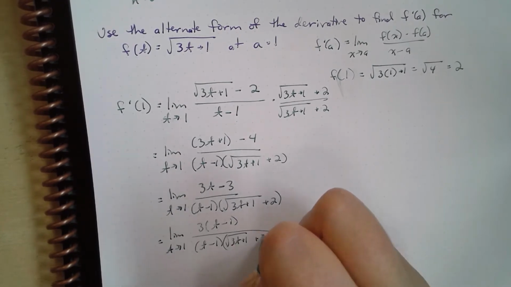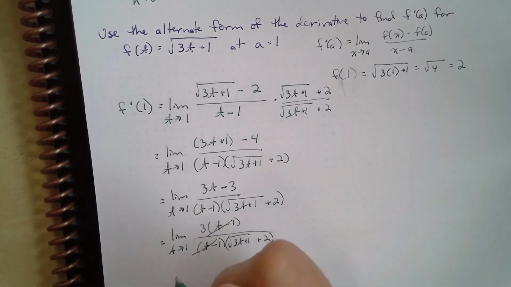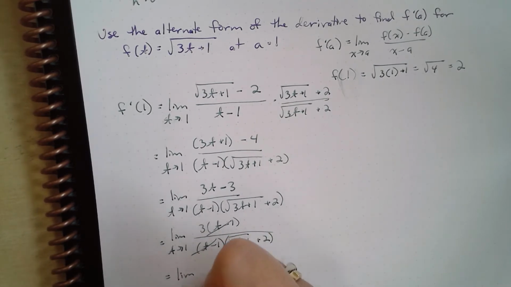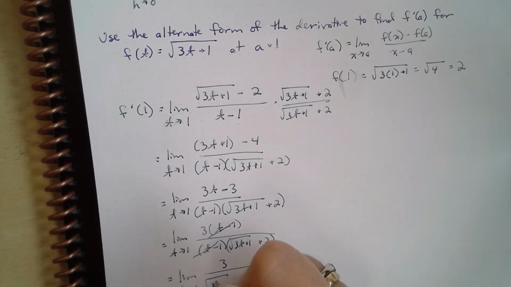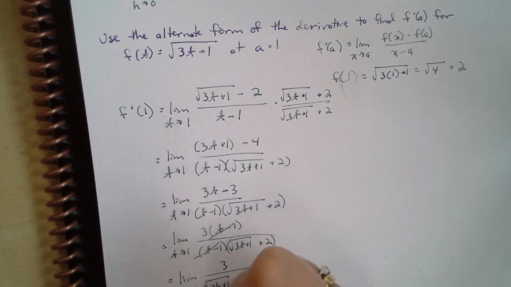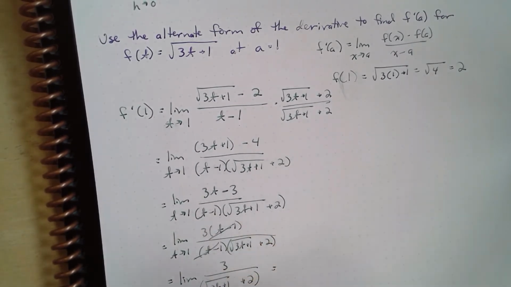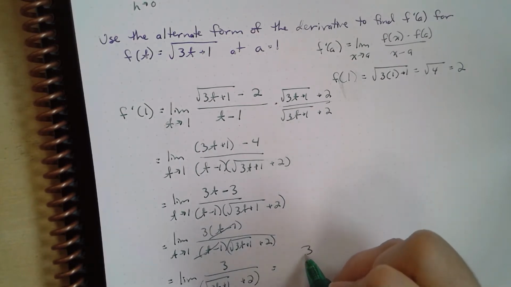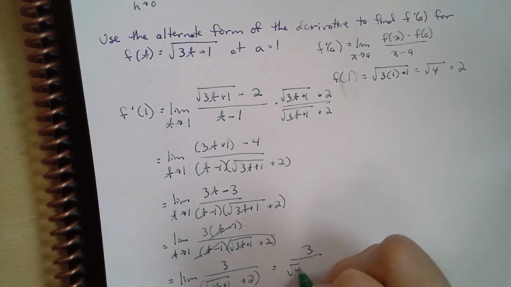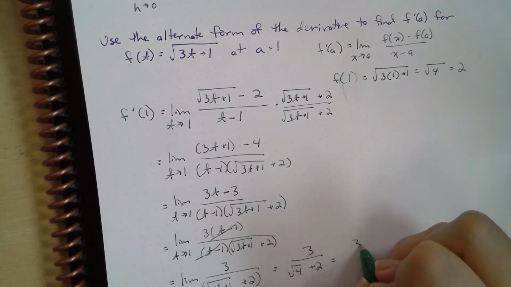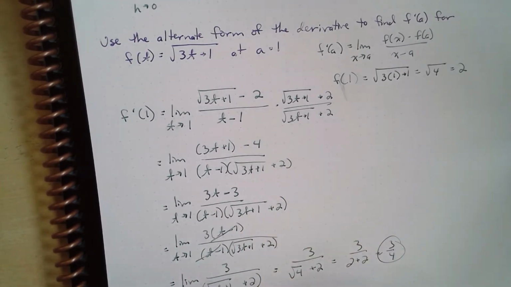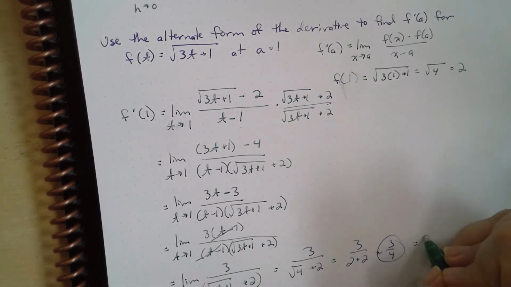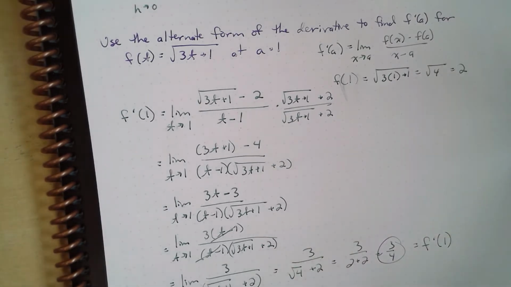3t plus 1 plus 2. These cancel out. So now we have the limit as t approaches 1 of 3 over the square root of 3t plus 1 plus 2. And as t approaches 1, we're going to get 3 over the square root of 4 plus 2, which equals 3 over 2 plus 2, which equals 3/4. So that's our slope: f prime of 1 is equal to 3/4.